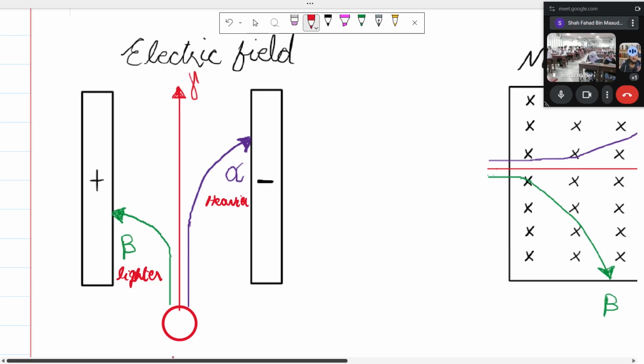Okay. Now, the third important thing is why the angle of deflection of beta is more as compared to the angle of deflection of alpha. The reason behind this is that your alpha particles are heavier, very heavy as compared to the beta particles. So beta particles are lighter in weight, so that is why they will deflect easily as compared to the alpha particles. Now, you can relate this thing very easily.